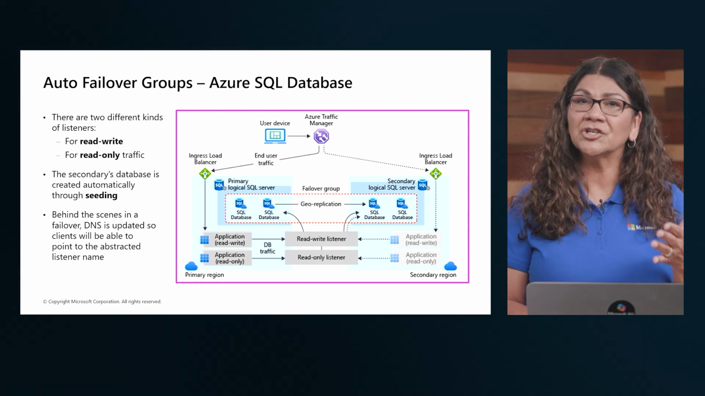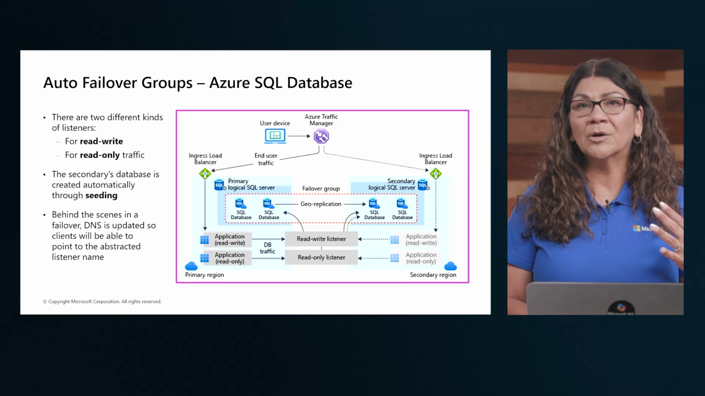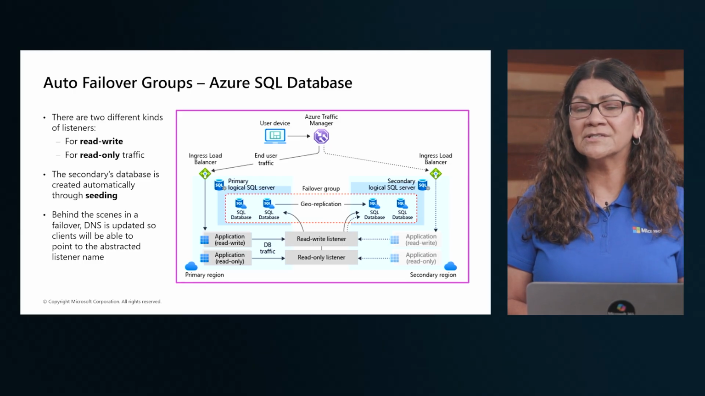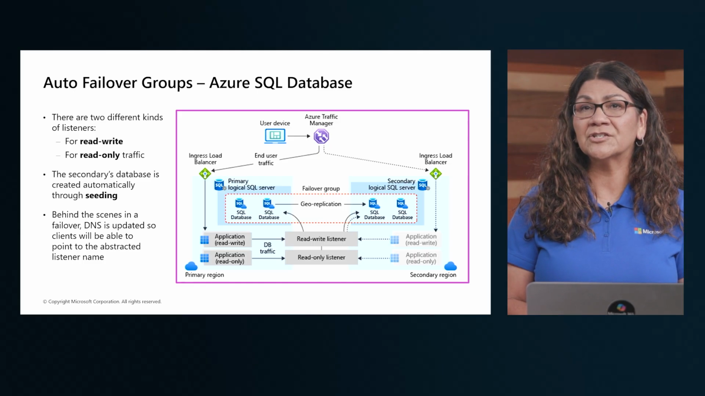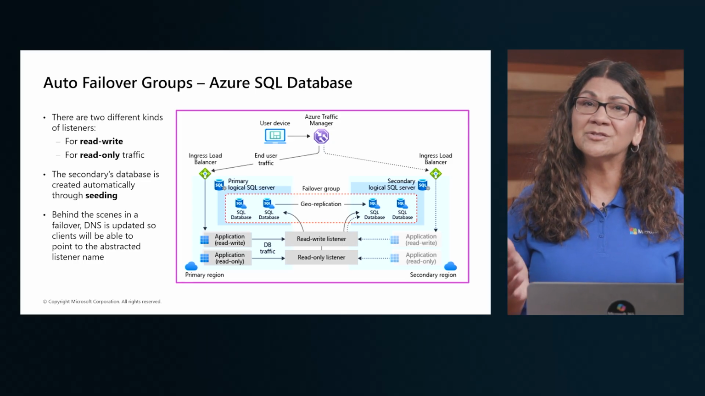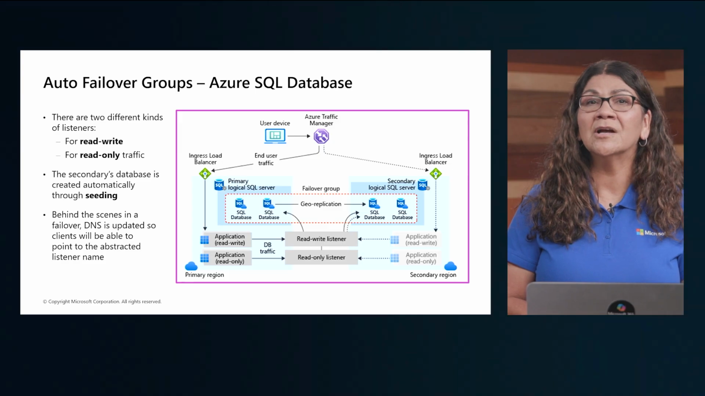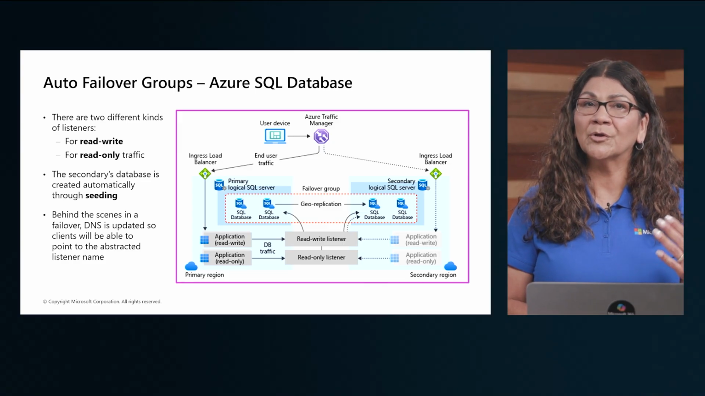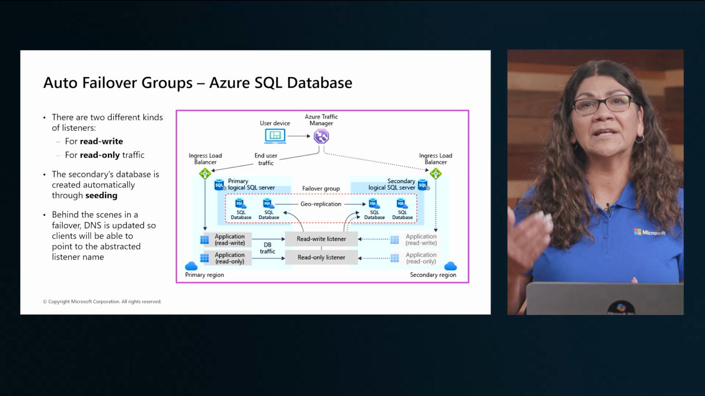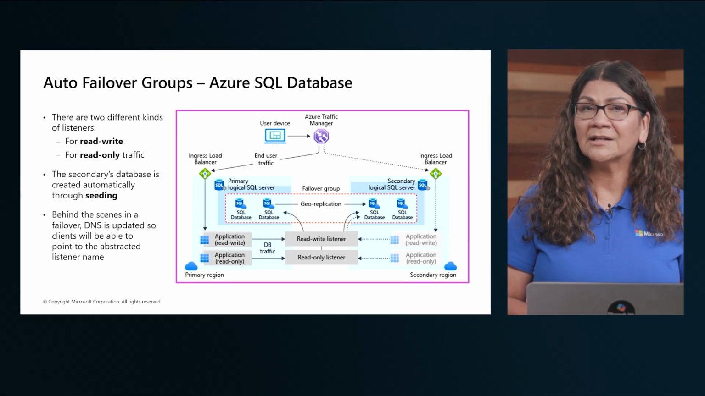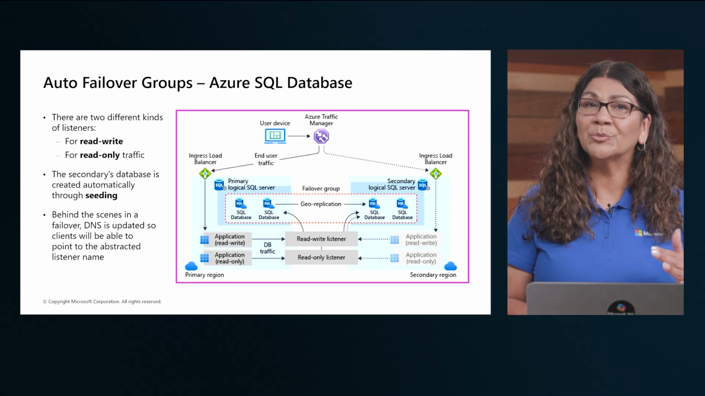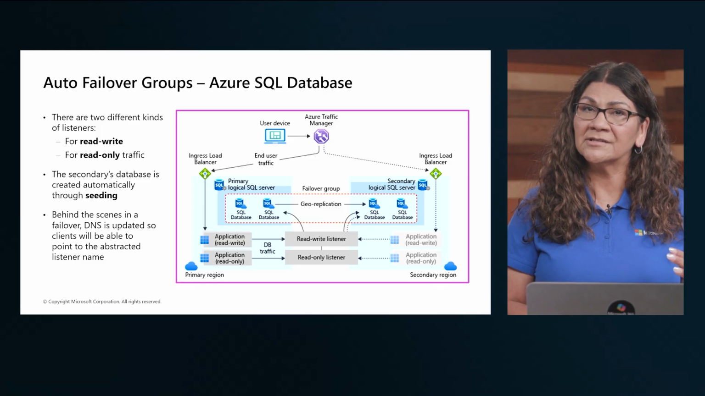Here we see geo-redundant architecture where a primary server is connected to a secondary server in a different region, with DNS-based redirection ensuring minimal disruption during failover. Auto failover groups support both read-write and read-only listeners and automatically promote a secondary to primary if a failure occurs.